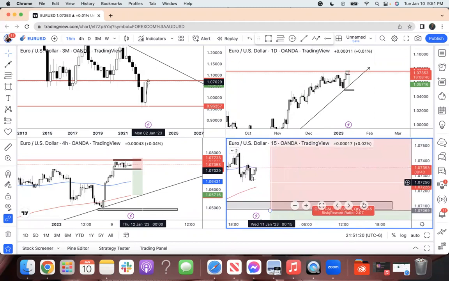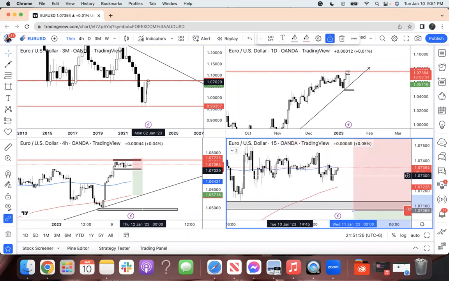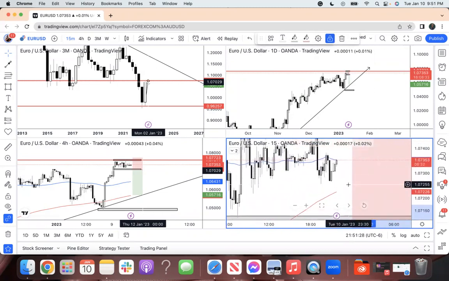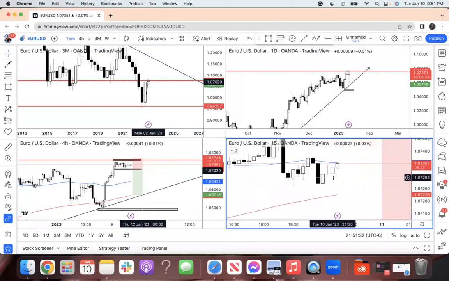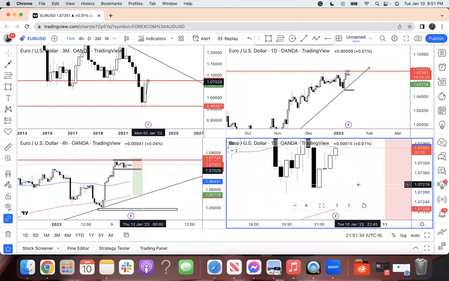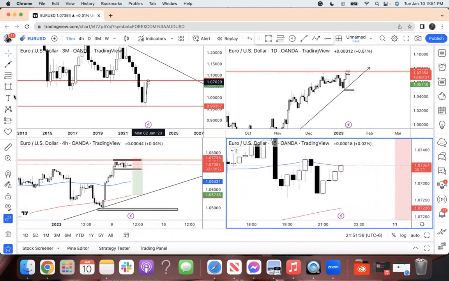So let's look at what current price is doing. And let me lock this so it doesn't move around as I'm moving on the charts. So on the 15-minute chart, we're going to identify our support and resistance on this time frame as well.